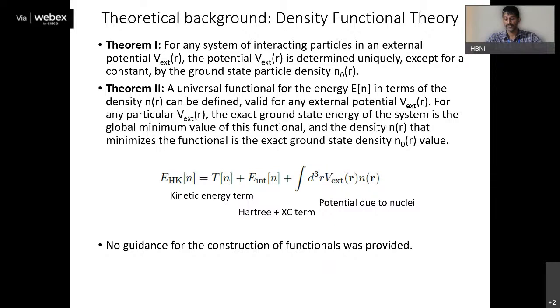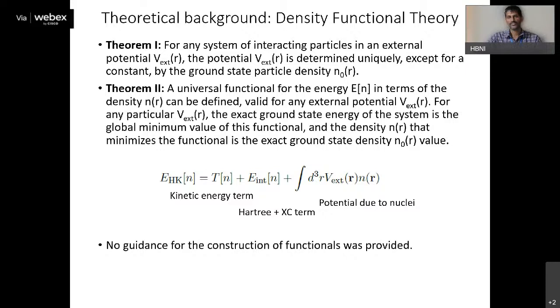For any particular external potential, the ground state energy of the system is the global minimum value of this functional, and the density that minimizes the functional is the exact ground state density. So basically, it gives a density functional. What do we mean by functional? Because density itself is a function of position, so a function of a function is known as a functional.